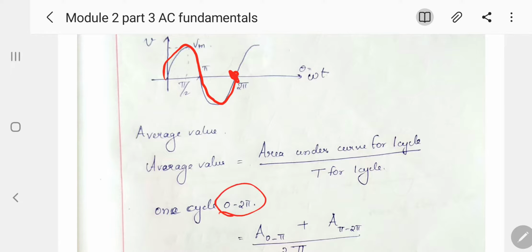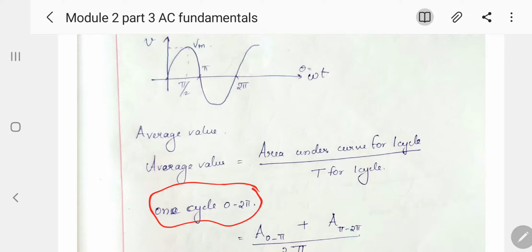Or you can also identify it by where the waveform is being repeated. For example, this shape is being repeated at this point. It is going like this, so the repetition is at 2 pi. So this is another way that can be used for finding the cycle of a given waveform. So one cycle is equal to 0 to 2 pi.